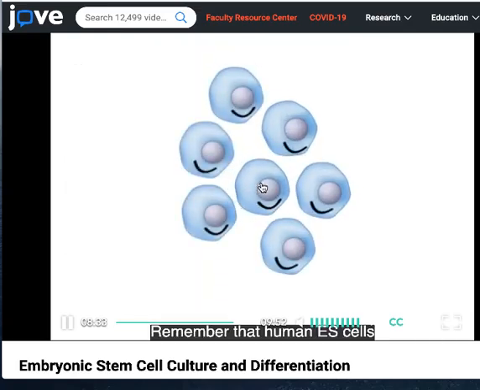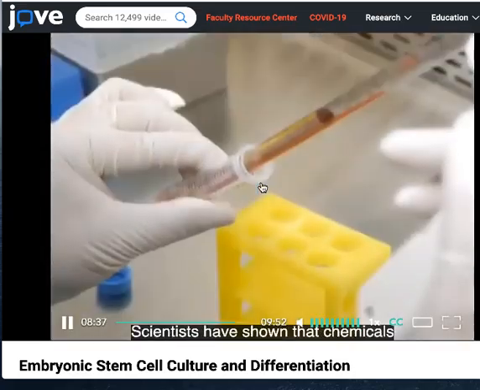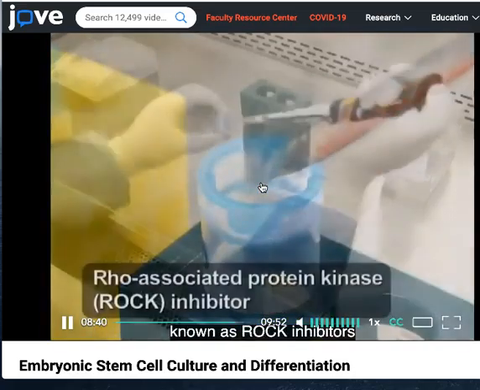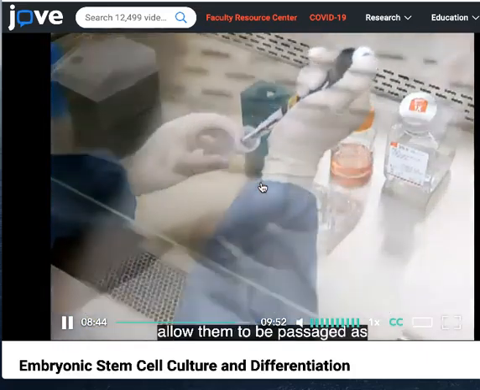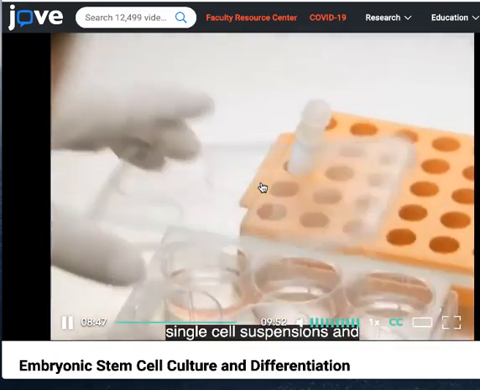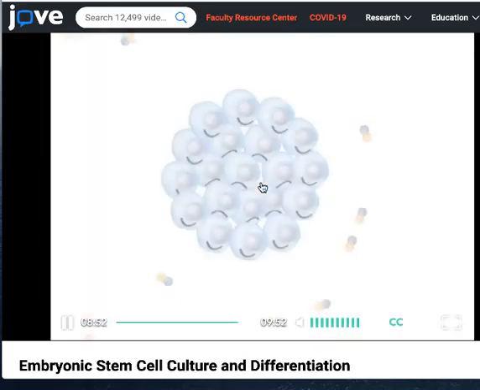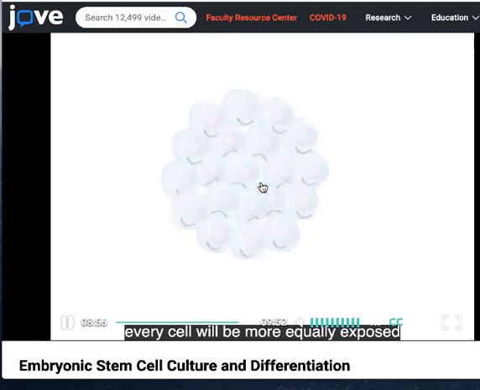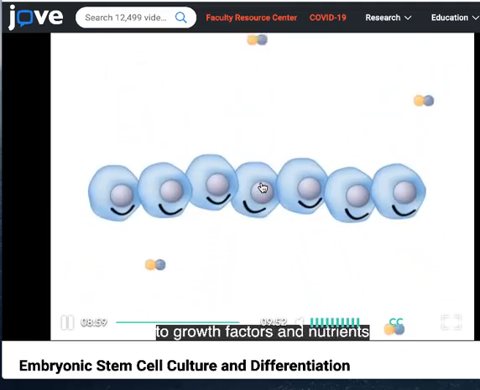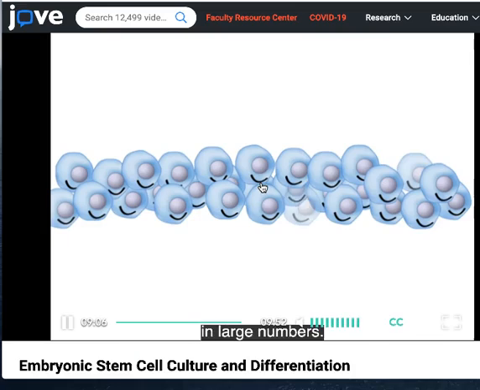Remember that human ES cells tend to be unhappy when they are not growing as 3D aggregates? Scientists have shown that chemicals known as ROCK inhibitors increase the survival of dissociated ES cells, which allows them to be passaged as single-cell suspensions and to be plated at high density. The advantage of the NCM technique is that every cell will be more equally exposed to growth factors and nutrients in the medium, reducing heterogeneity within the culture while making it easier to grow ES cells in large numbers.